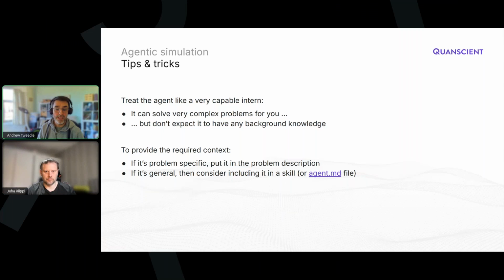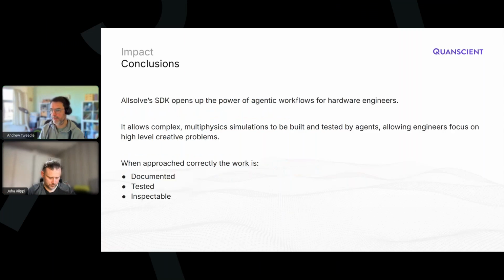And when it comes to that context, I think I touched on this a little bit. If it's problem specific, then the problem description, the prompt, or the task description that is being given to the agent is a great way to capture it. If it's something very general that applies to all of your work, then including it in a skill, if it's Cursor, or in general, some sort of markup file, agents MD, is ideal. That way you'll get consistent results across various projects.